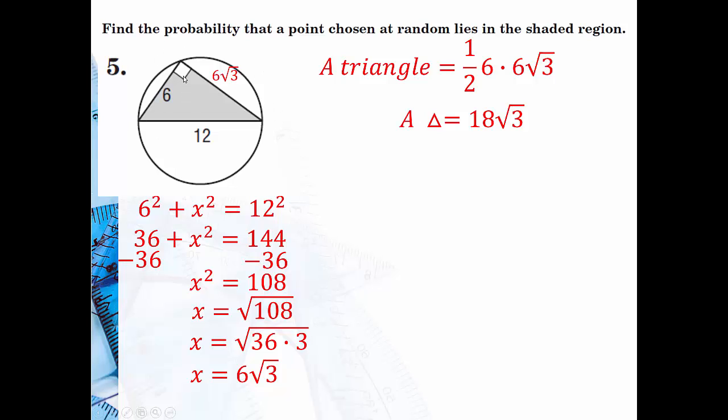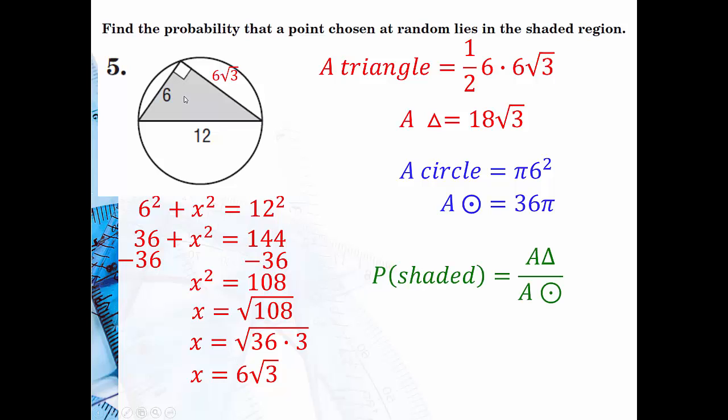So remember, if I'm trying to be in the shaded region, I want the shaded area over total area. So I need to find the area of the circle, which is going to be pi times the radius squared. Well, 6 is half of 12. That's your radius. So the area of the circle is 36 pi. Therefore, the probability of being in the shaded region is the area of the triangle over the area of the circle, or 18 square root of 3 over 36 pi. I could simplify that a little bit more to square root of 3 over 2 pi.